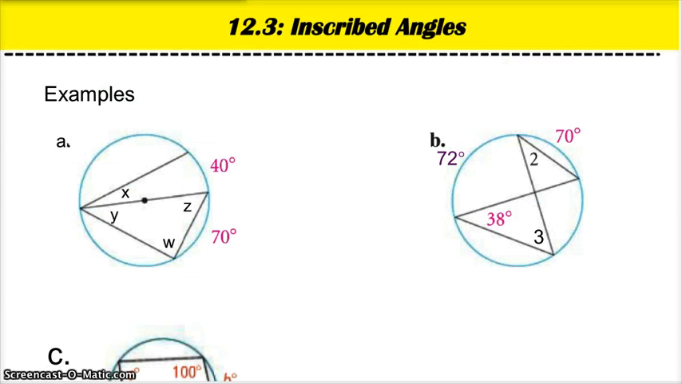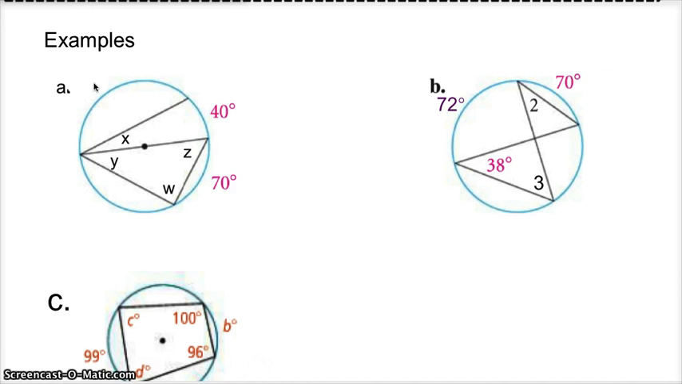Couple more. These ones are a little bit more complex. So for letter A, I'm going to start with letter X. If I extend letter X, the inscribed angle is X, the intercepted arc is the 40, so x has to be 20. Looking at angle y as the inscribed angle, its intercepted arc is 70 degrees, so y is 35 degrees.